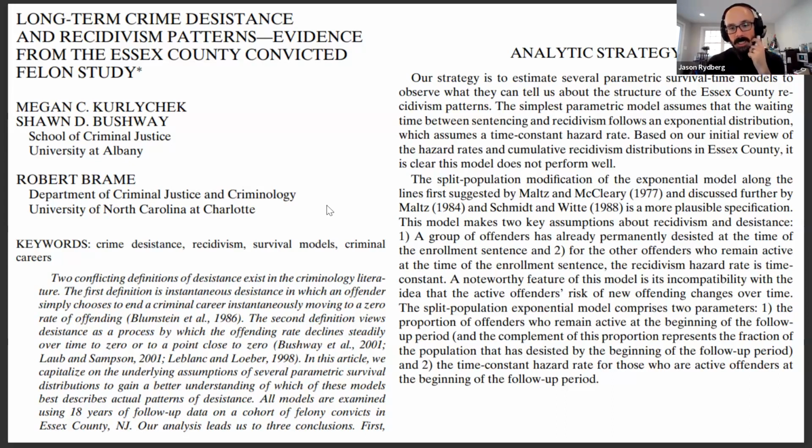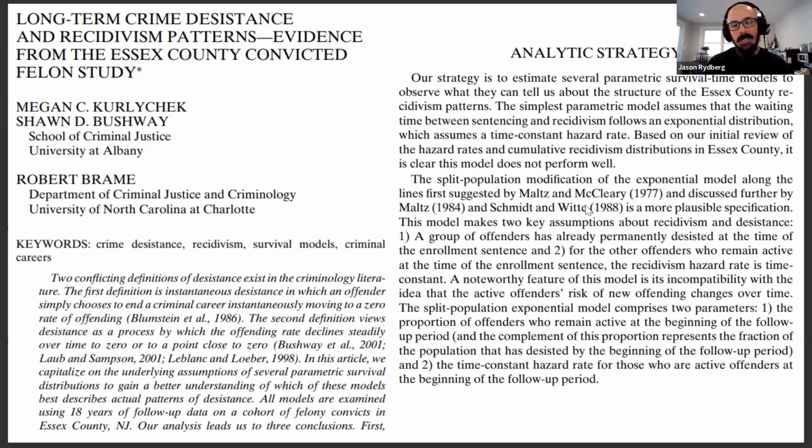So you can look at some of the text here. What they're initially looking at is the simplest parametric model, which assumes that the time between sentence and recidivism follows an exponential distribution, or a time constant hazard rate. But our examination of hazard rates suggests this probably isn't the case, right? So they highlight this split population modification, which again was from Maltz and McCleary, older criminologists.